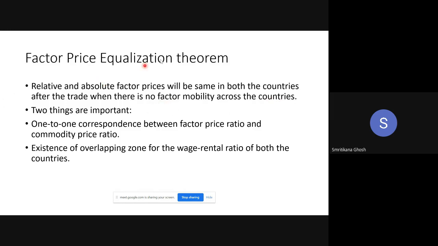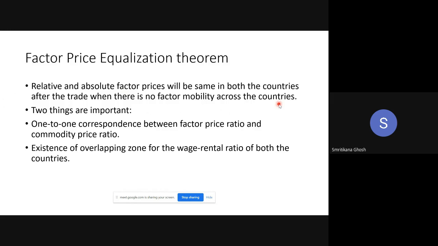Now, the factor price equalization theorem says that relative and absolute factor prices, where relative means W by R and absolute means W and R, will be the same in both countries after trade when there is no factor mobility across countries. So we are following the assumption that factors cannot move from one country to another.